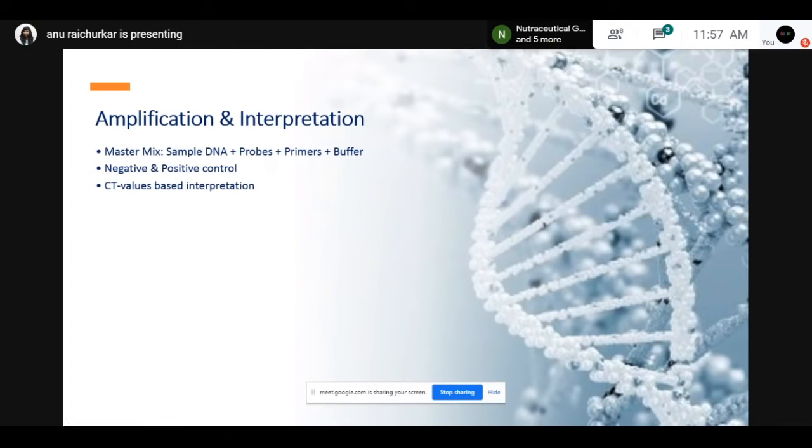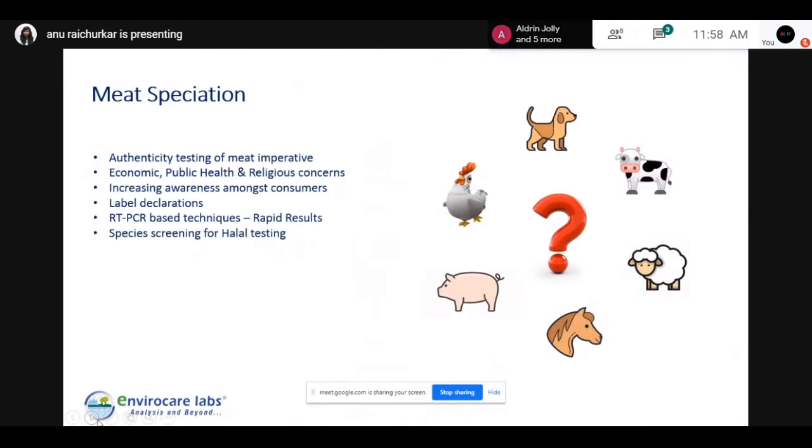The kits will have specific probes, primers, as well as buffers. Whatever DNA we have extracted, we add to this particular master mix and we run the reaction. Along with the samples, we also add a positive and a negative control to be doubly sure. And again, like I showed the graphs for the PCR in GMO screening, in the same way, on the basis of CT values, we can make an interpretation.